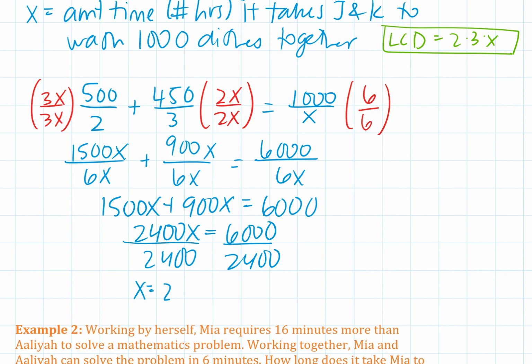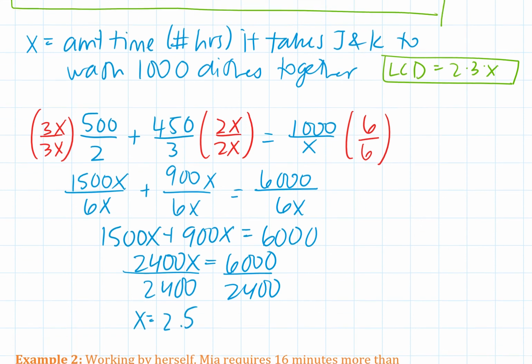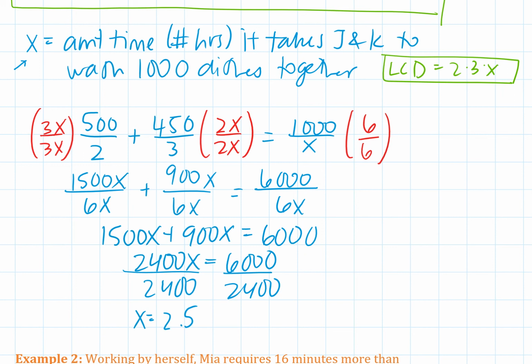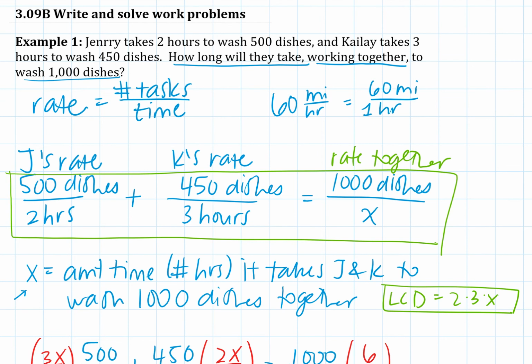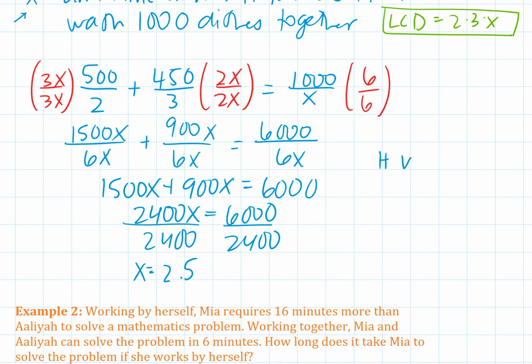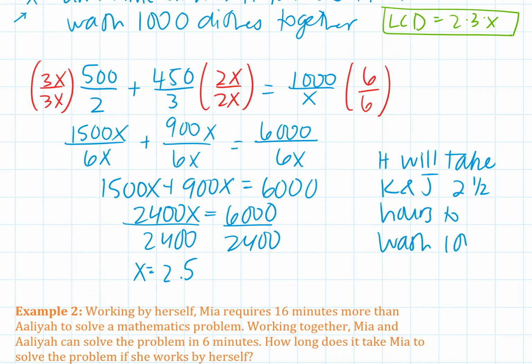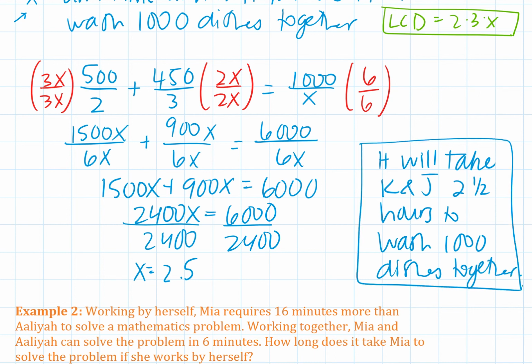So x is 2.5. Now I'm not going to box this in because x is a variable that we came up with. You could have called it h for hours or t for together or whatever you wanted. X is our own doing. We just need to make sure we're answering the question. How long will it take to wash 1,000 dishes? Well, that's what we said x is. So our conclusion is it will take Kale and Henry 2.5 hours to wash 1,000 dishes together. This is our final conclusion.